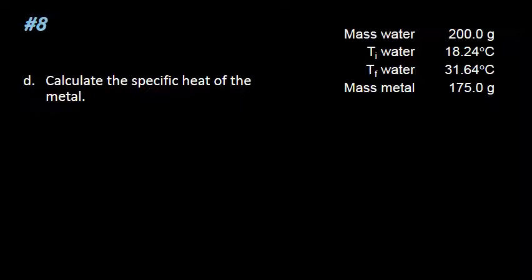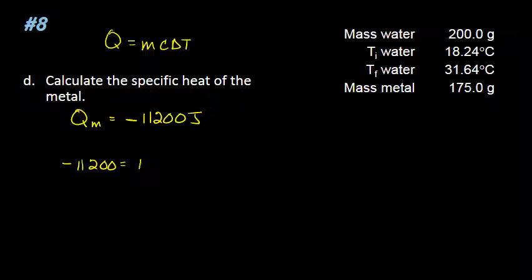Now, to calculate the specific heat of the metal, there are just a couple pieces of information you have to have. We know that the heat of the metal was exactly the same as the heat of the water, except the sign was opposite. So using Q equals mc delta T, we know Q, we know the mass, we don't know C, that's what we're solving for. The final temperature of the water was 31.64, and the initial temperature was 100. Well, let's do the parentheses first.